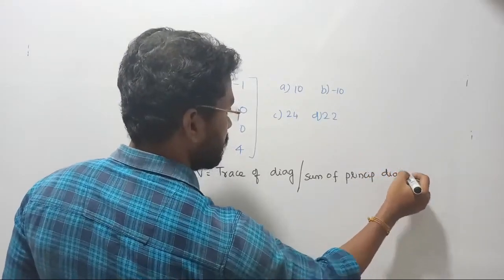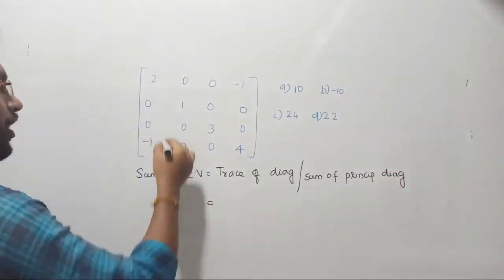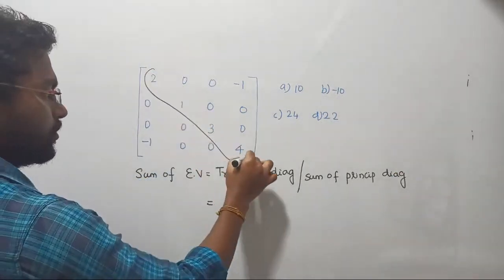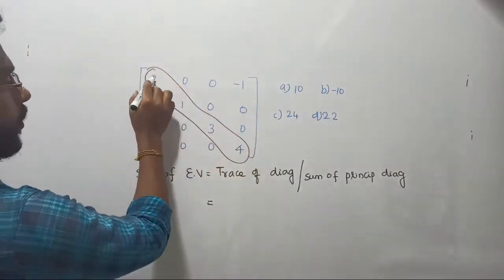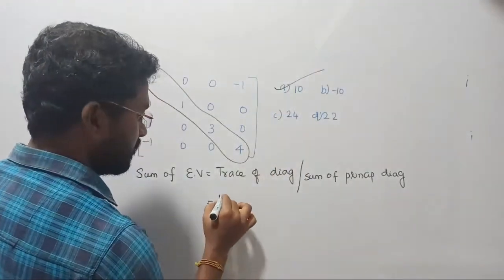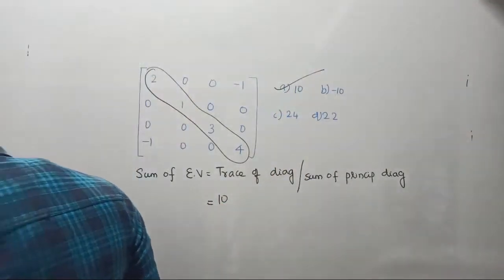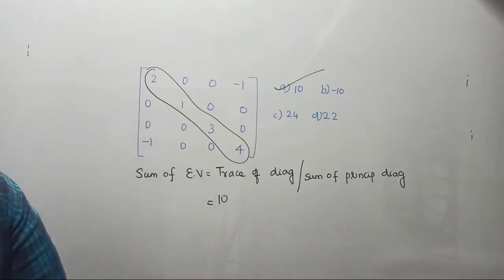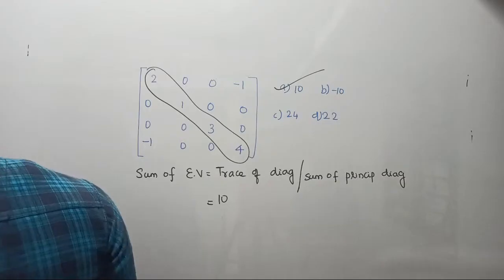We know these things. According to the property, if I add these 4 values, 2 plus 1 is 3, 3 plus 3 is 6, 6 plus 4 is 10. So the correct answer is option A. Many of you are posting the answer. Let's go ahead with the next one.